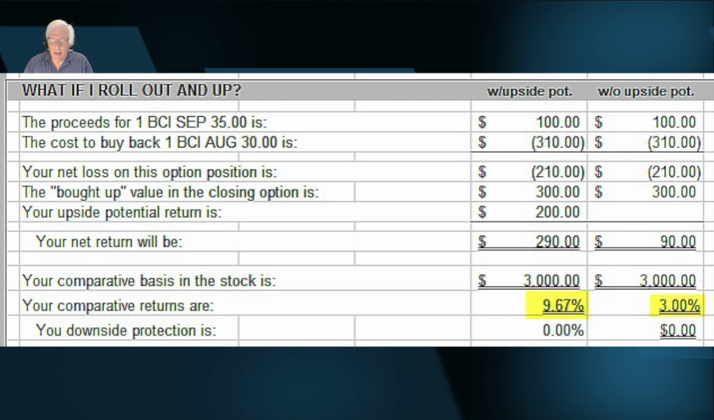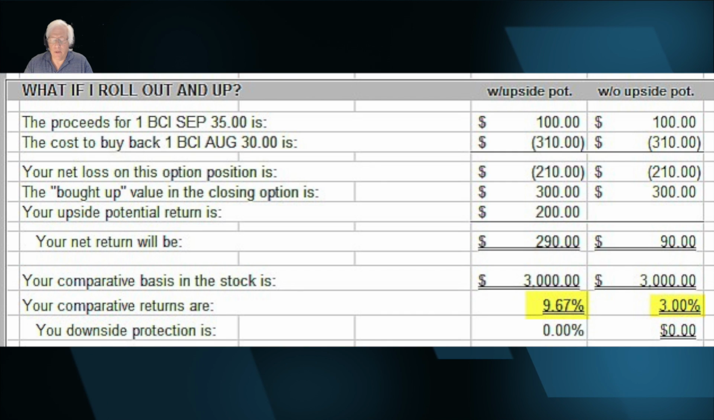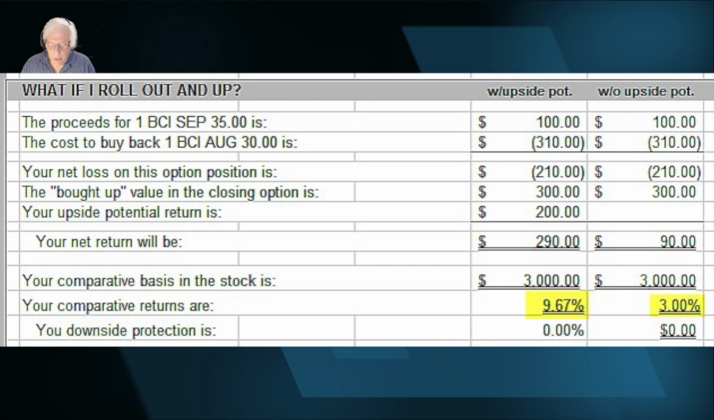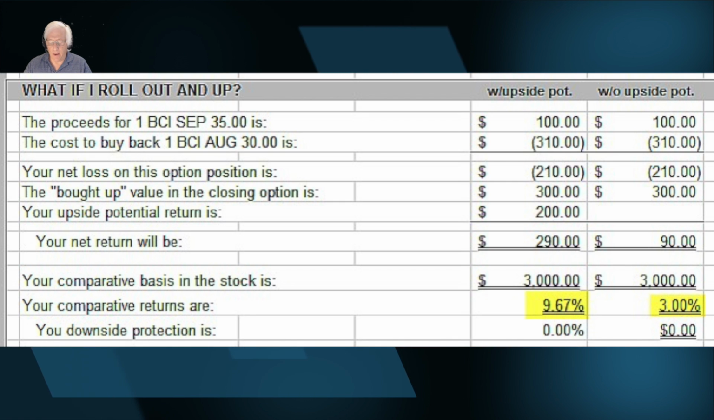If share price did not move up and just stayed stagnant, then our total return would be $210 debit plus $300 credit, same cost basis because that's what our shares are worth at the time that we are rolling the option. That represents a 3% 1 month return. So that is rolling out and up.